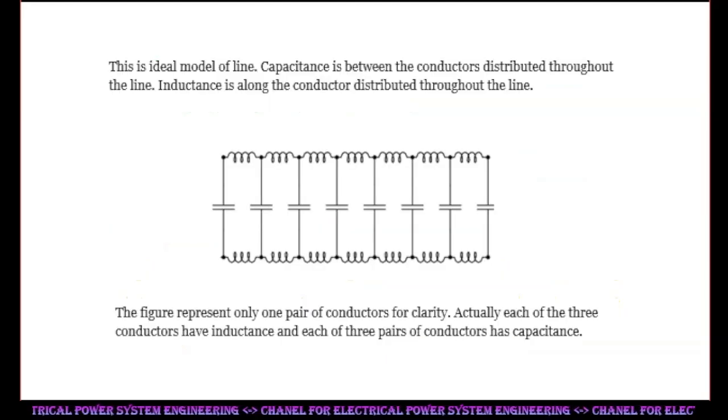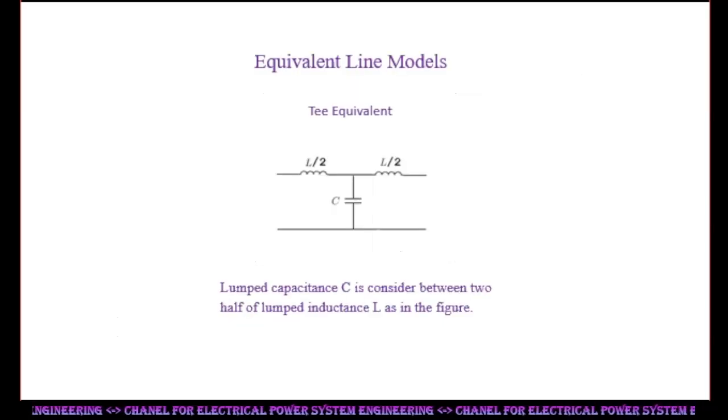This is the ideal model of a line. Capacitance is between the conductors, distributed throughout the line. Inductance is along the conductor, distributed throughout the line. The figure represents only one pair of conductors for clarity. Actually, each of the three conductors has inductance and each of the three pairs of conductors has capacitance. The basic model is simplified with total lumped capacitance C and total lumped inductance L.